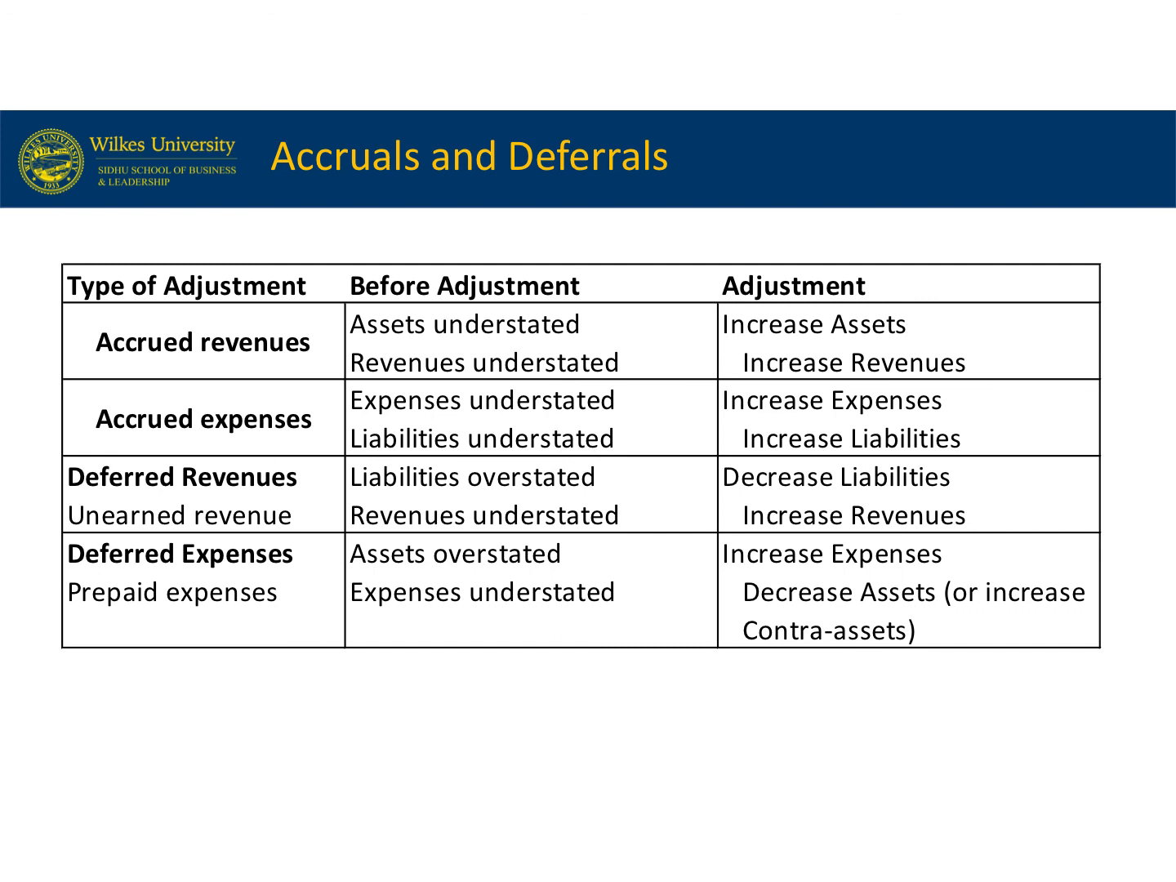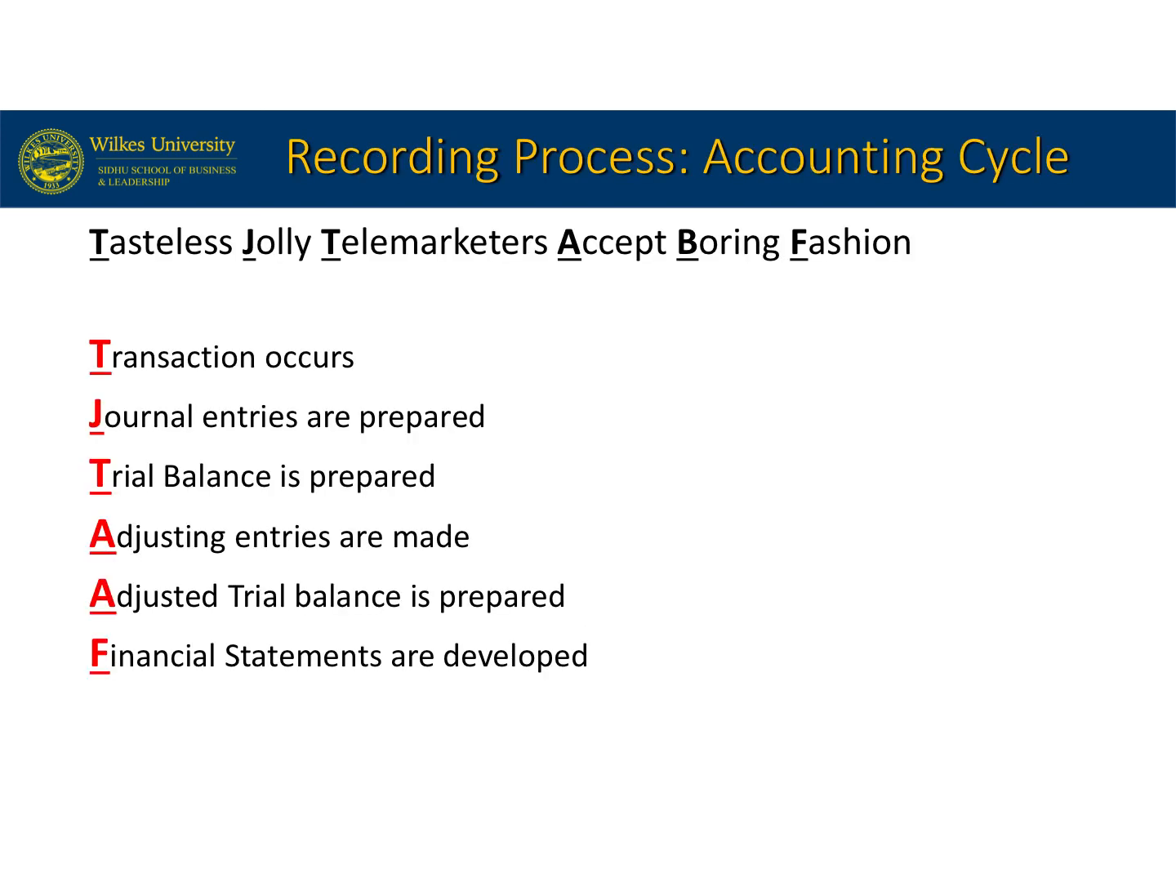You can go back to all my prior examples and see that the before adjustment and adjustment values hold. In prior videos, we prepared the financial statements from the balances that existed after the transactions were all recorded. The same is true now, and the financial statements are prepared from the balances after the adjusting entries. I'm a fan of ways to remember things, and since the accounting cycle is a repeating set of steps, it helps to have a mnemonic. The mnemonic for the accounting cycle and the sentence I like is tasteless, jolly telemarketers accept boring fashion. Using the first letter of each word, we have the cycle.